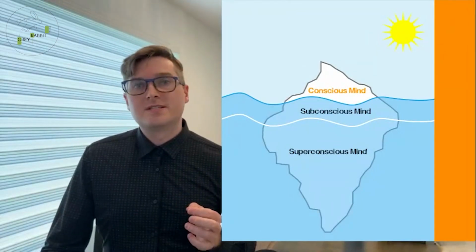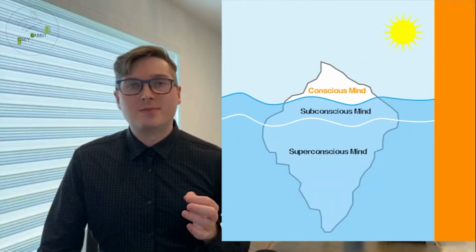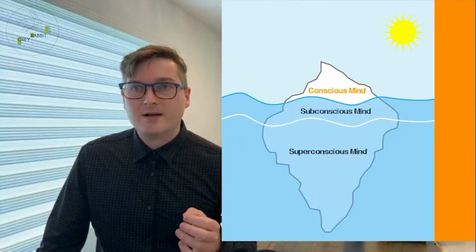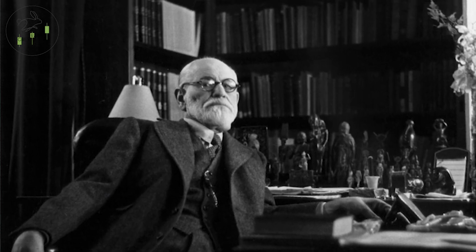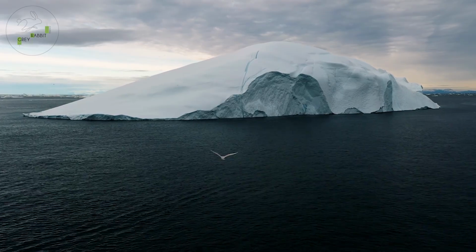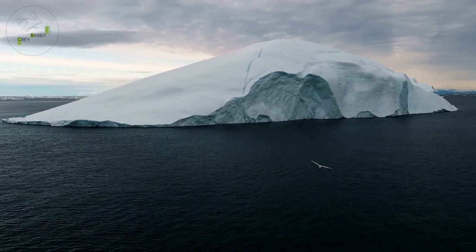Now, guys, take a look at this diagram. This concept was made popular by Sigmund Freud, and I'm going to read you a quick quote from him. And Sigmund Freud said, "The mind is like an iceberg. It floats with 1/7 of its bulk above the water."